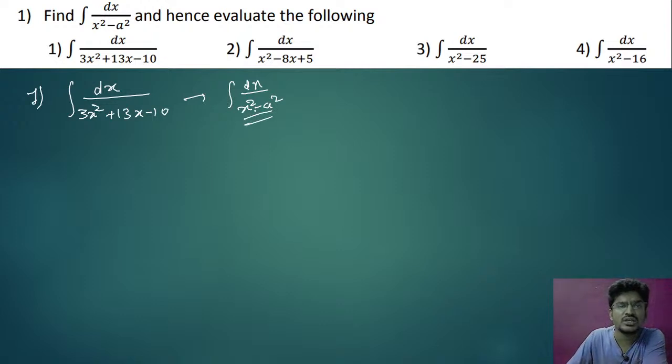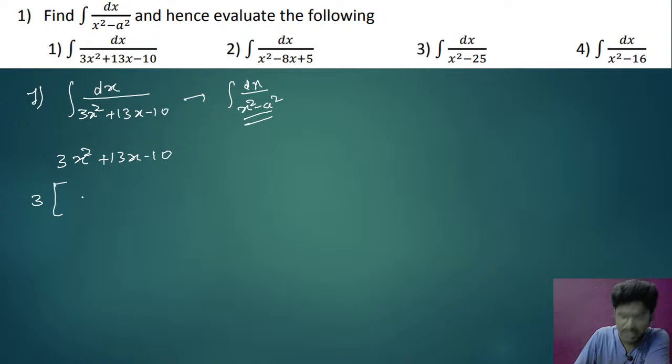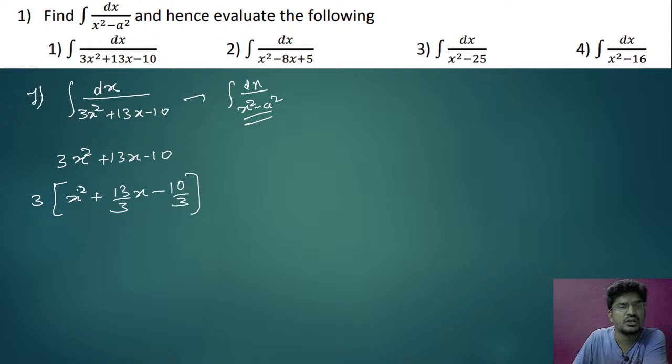So how to convert this? See, you just take 3x square plus 13x minus 10. What is the coefficient of x square? You take that common. So 3 is the coefficient of x square. I will take it as common. What is the remaining term? x square plus 13 by 3 into x minus 10 by 3, because I have taken 3 common. So this will be your equation. Now this will be equal to 3 times of, write this bracket, put this square.